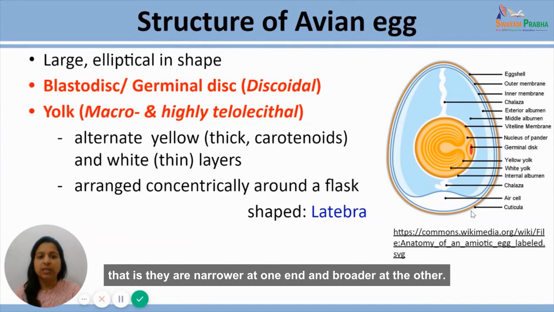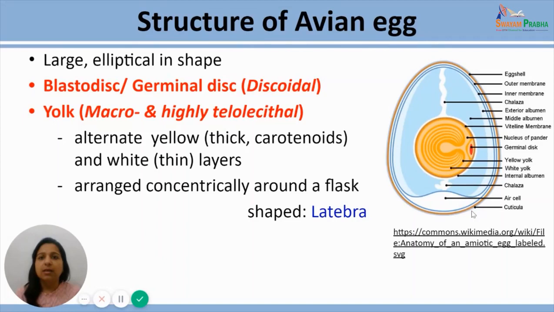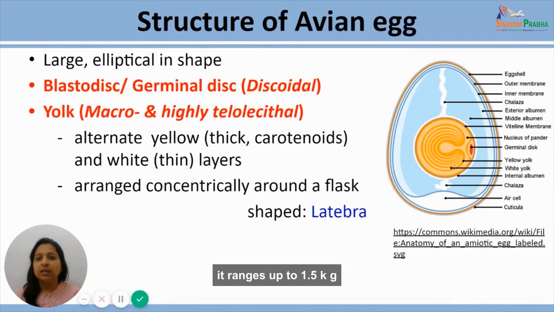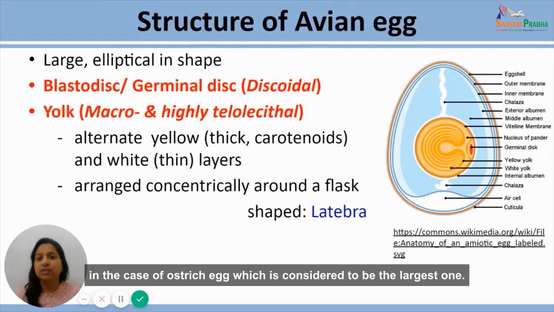Actually, the avian eggs vary a lot in their size. The egg of a bee hummingbird is just half a gram in weight. It ranges up to 1.5 kg in the case of ostrich egg, which is considered to be the largest one.